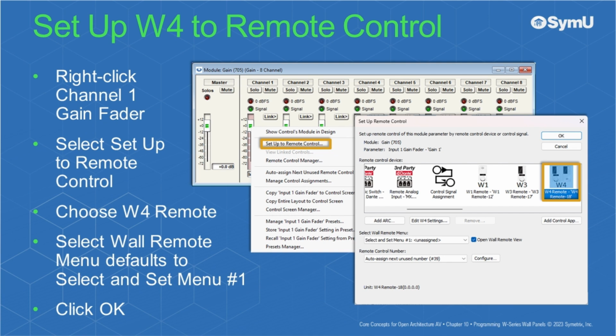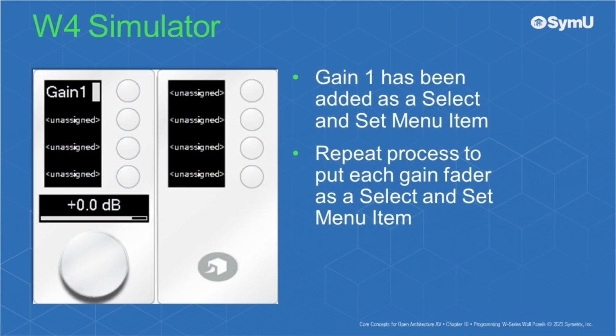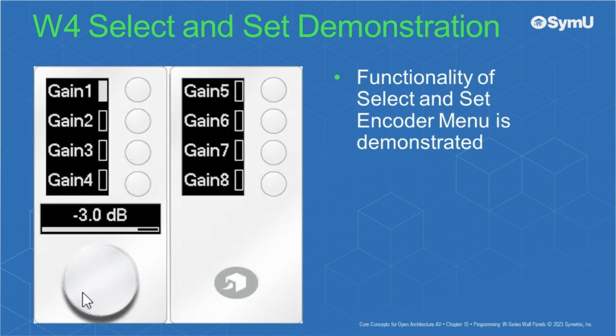Choose the W4 remote. The Select Wall Remote menu drop-down should default to Select and Set menu number 1, then click OK. Gain 1 has been added as a Select and Set menu item. Repeat this process to put each gain fader as a Select and Set menu item. Functionality of the Select and Set encoder menu is demonstrated here.